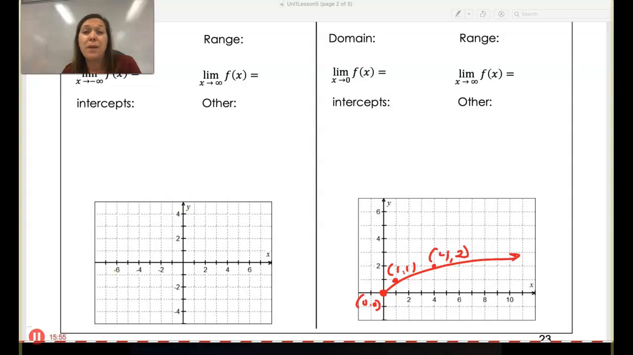Okay, so what's the domain of that graph? Well, we're starting at 0. We can include 0, and we're going to positive infinity. My range, if we read it from bottom to top, again, is going from 0 to positive infinity.